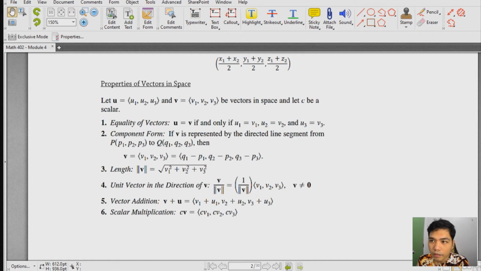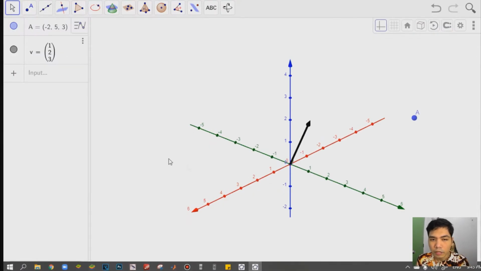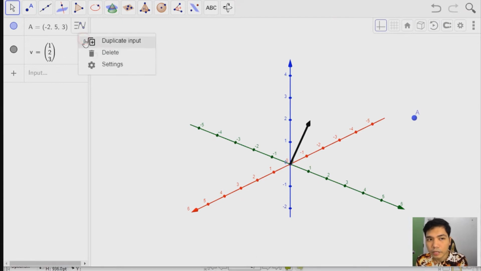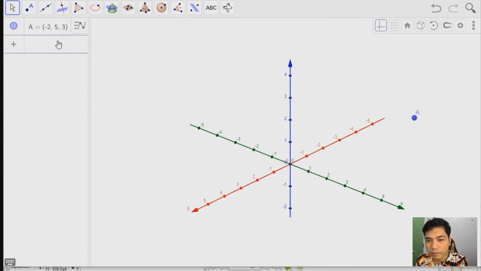Okay, and then the next one is the component form. So if v is represented by the directed line segment from 2 points, then the vector is equal to the difference between these 2 points. So yung mga values ng vector na yun, pwedeng we can write them as a difference ng mga values sa points. So ano ba ibig sabihin nun? It doesn't mean na yun na yung vector na tinutukoy niya na pag pinagdikit mo yung points na yun, yun na yun. Ang ibig sabihin lang nun, for example, meron tayong dalawang points.